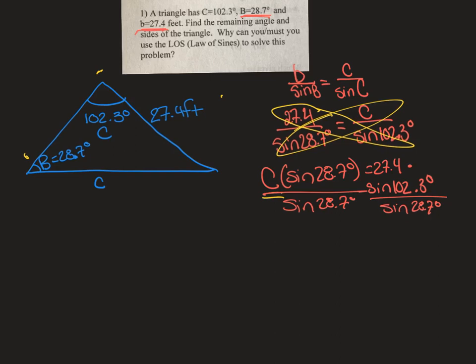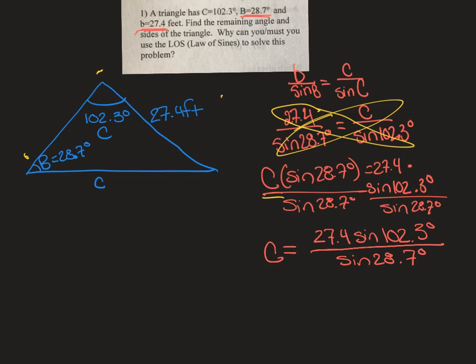So if I write this one more time, it's going to say that c, my little side c, is going to equal 27.4 sine of 102.3 degrees divided by sine of 28.7 degrees. And that's exactly how you're going to type it in your calculator, with your degree symbol and everything, because then it won't matter what mode your calculator is in. So type it. You're going to press Control Divide.